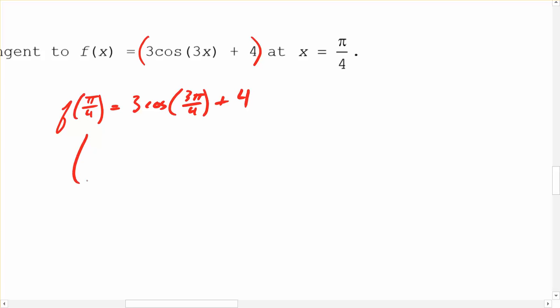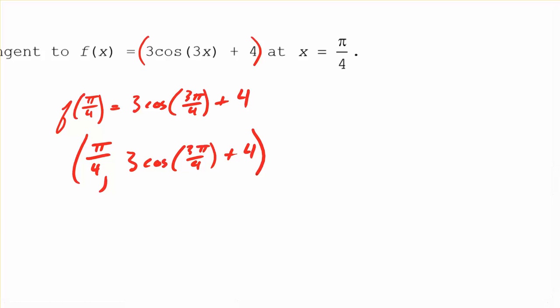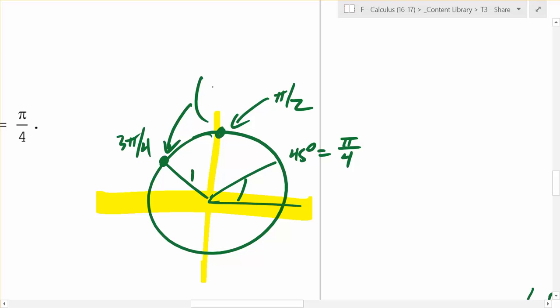So theoretically, you could write the point as, what's the x value? Pi over 4, and what's the y value? 3 cosine 3 pi over 4 plus 4. You would not receive full credit if you left the point like that. That would be way, way, way not enough, okay? You need to know what cosine of 3 pi over 4 is. Negative radical 2 over 2, comma, radical 2 over 2. Exactly.